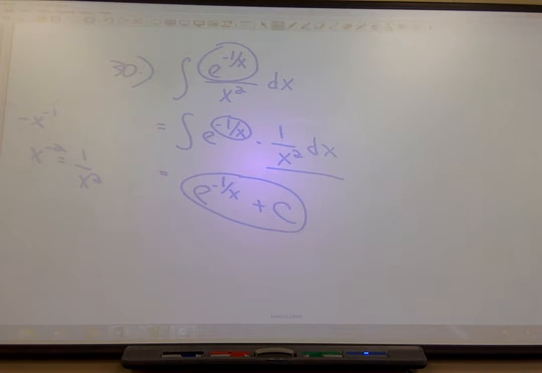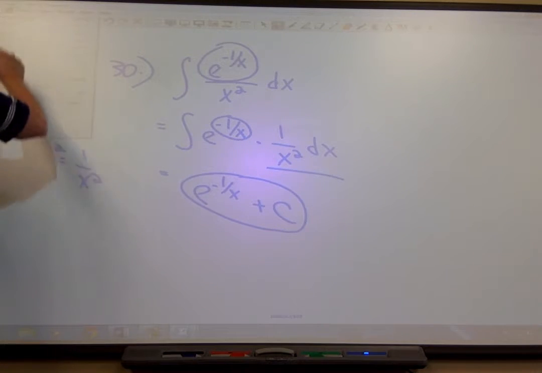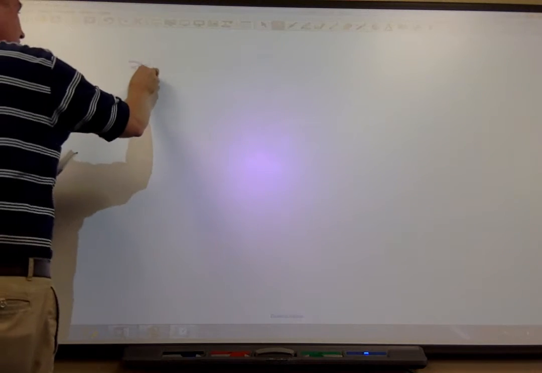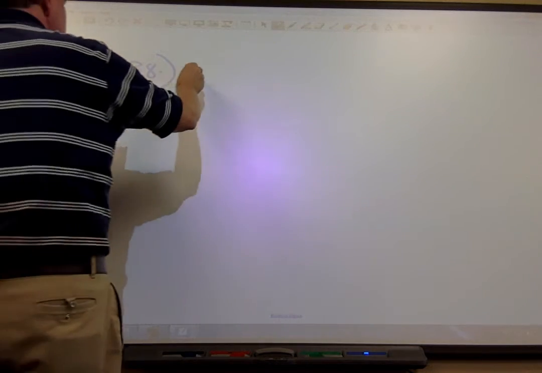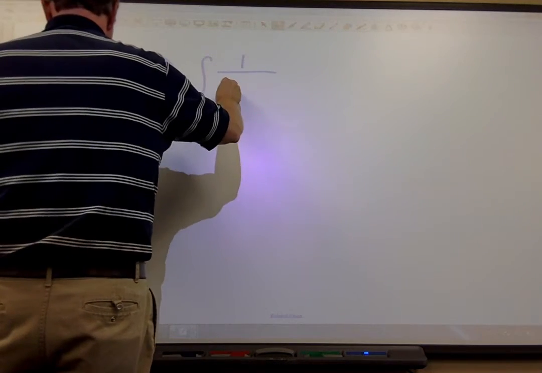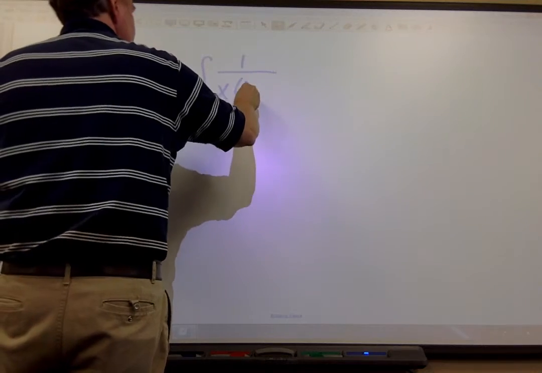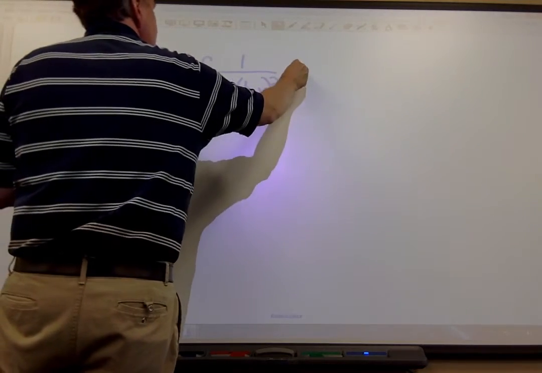That was a lot easier than you made it sound at first. But sometimes noticing what is your major function and what's your inner derivative is tough. When you get down to ones like 38, could you pick it out? What if one of those? What's major and what's derivative of inner? The ln x squared. Yes, major. Yes. And 1 over x squared.